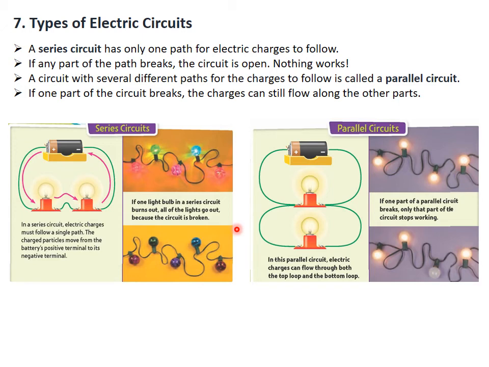In the second picture, we have parallel circuits. In this parallel circuit, electric charges can flow through both the top loop and the bottom loop. If one part of a parallel circuit breaks, only that part of the circuit stops working.